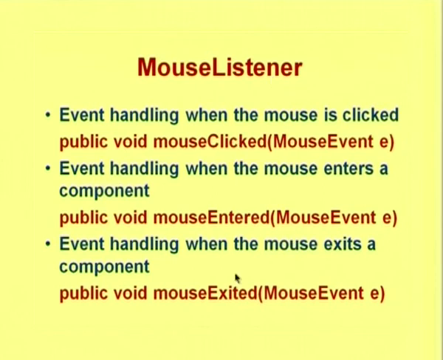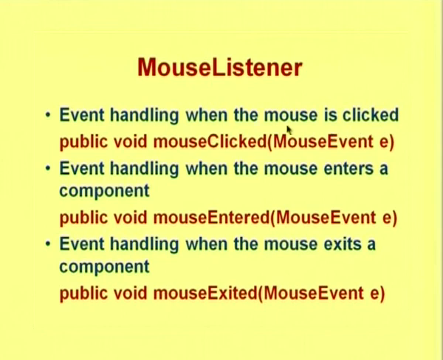So, I have to implement all the methods. One of the methods is mouseClicked, which will be executed when I click the mouse. Then there is event handling when the mouse enters a component. Whenever I make my mouse enter a particular component, this method will be used in order to handle that event. And event handling when the mouse exits a component.